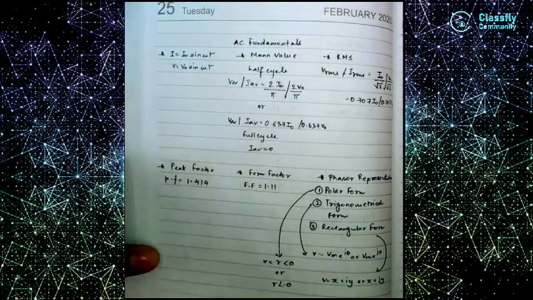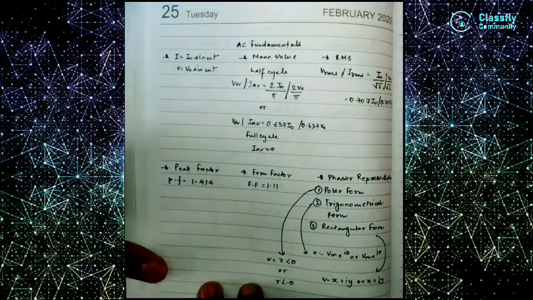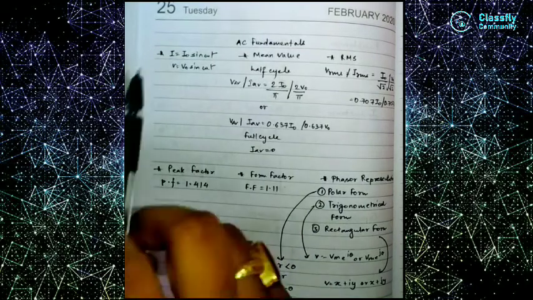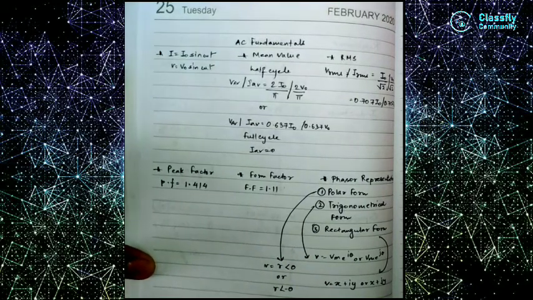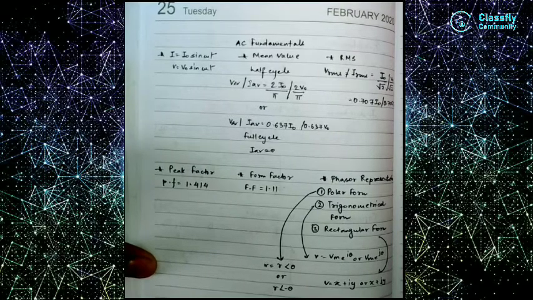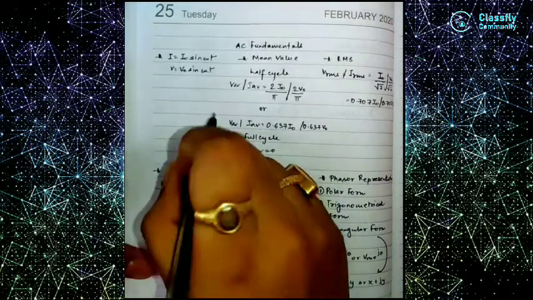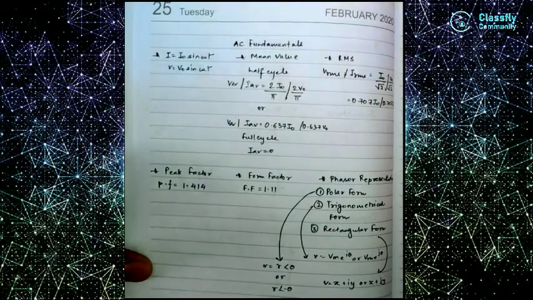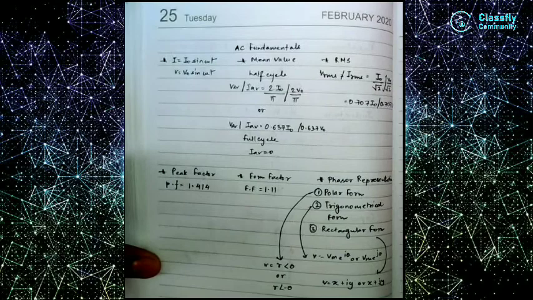So as we know, there are instantaneous values for the current as well as the voltage. The instantaneous value for the current is I equal to I0 sine omega t, and V equal to V0 sine omega t. I0 and V0 are the peak value or the maximum value for the current and the voltage.